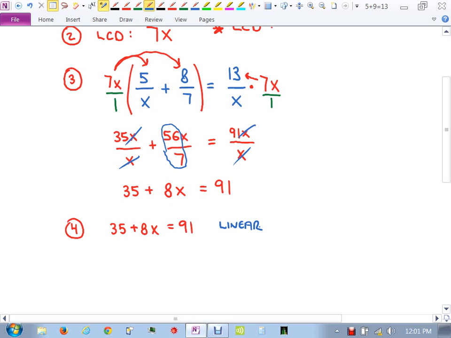Okay, that's true. It's a linear equation. Say again? The equal sign just makes it an equation. That's right. It's the fact that the x in the problem is raised to what power? 1. If you have an equation that has a variable and the x is raised to the first power, it is called a linear equation.